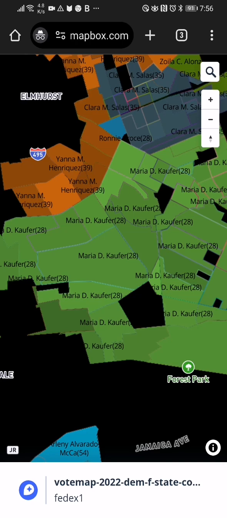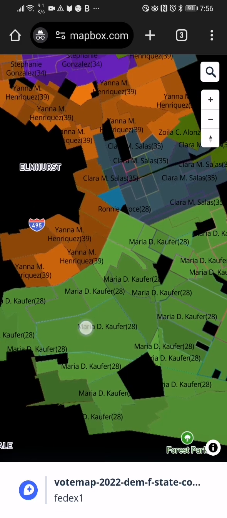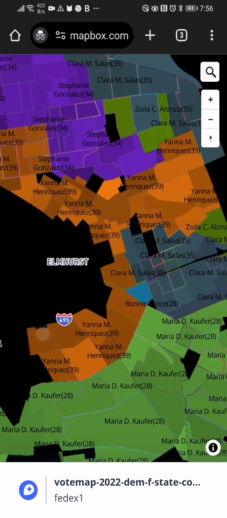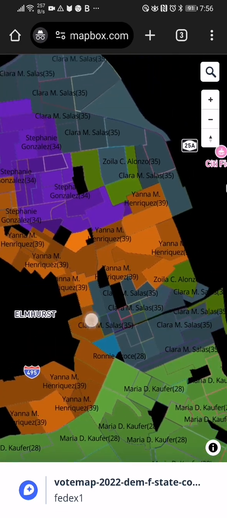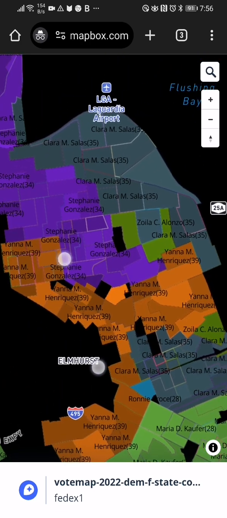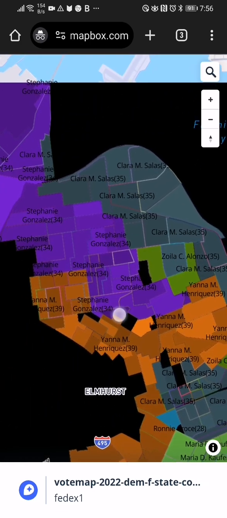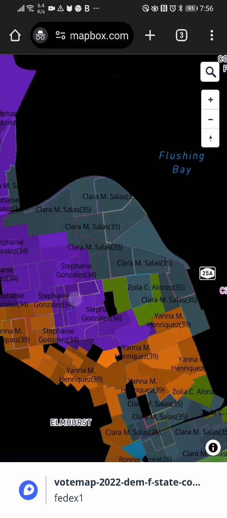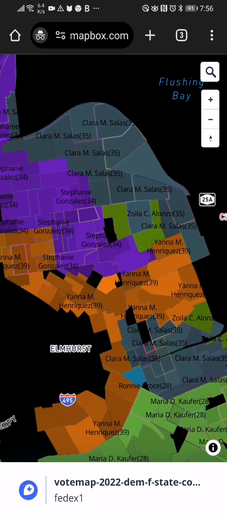So this is the area, Elmhurst area. So now, but I guess Elmhurst is not having an election. So here is another area, Stephen Gonzalez, Flushing Bay. So Queens 34, and it looks like their areas.